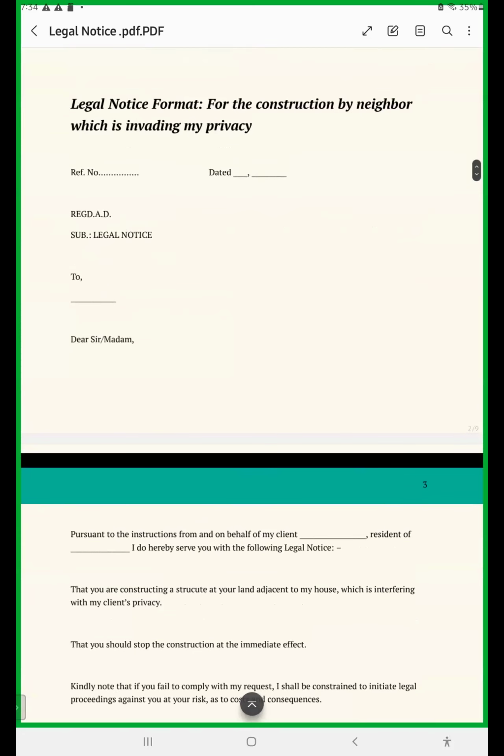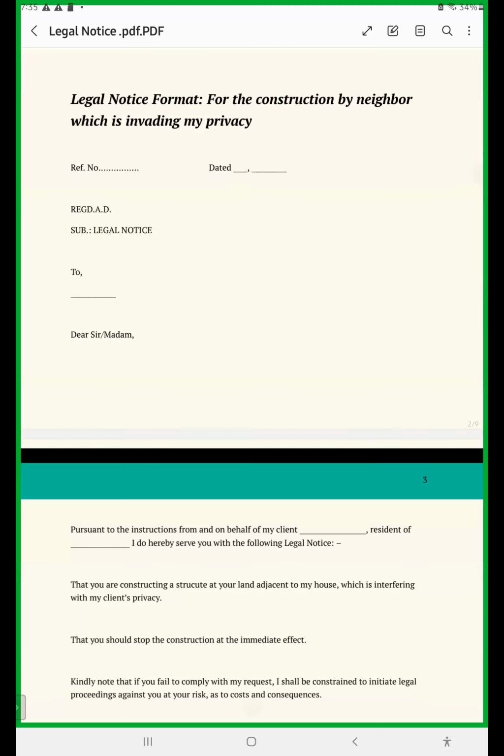Okay, legal notice format for the construction by a neighbor which is invading my privacy. Again we are writing reference number, date, subject, that this is a legal notice. The title you have just written, you can write it like this: legal notice for the construction by neighbor which is invading my privacy. Then write to whom you are writing, and then dear sir and madam. Most of the time try to avoid writing respected sir, respected ma'am. Omit that, try to write dear sir and madam.